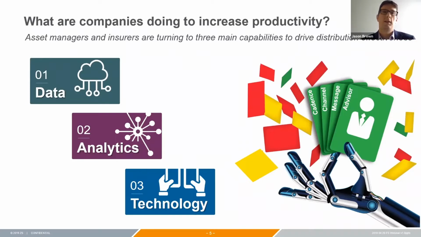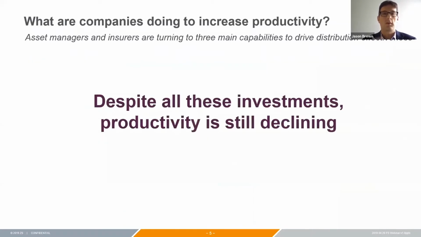Unfortunately, the bad news is that although there's been some effort, at least as of yet, we haven't seen any actual productivity increases from the distribution system. And today, those declines in productivity continue in spite of these efforts.